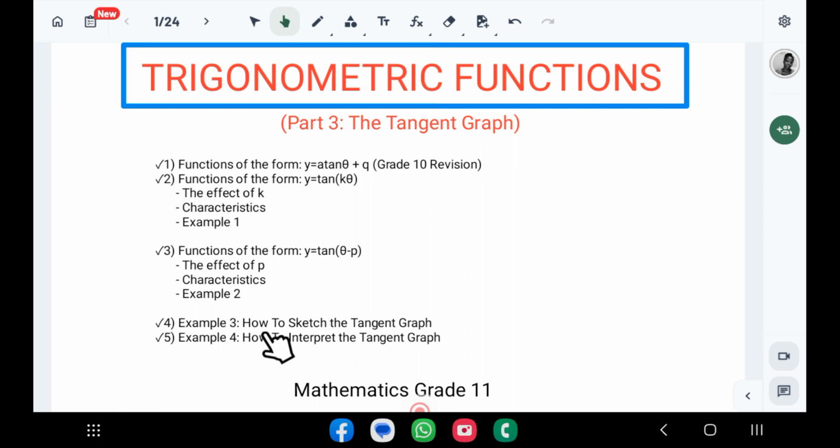Number 4, we're going to look at example 3, which basically will show you how to sketch the tangent graph of any type or kind. Number 5, which is the last one, we're going to look at example 4, which will illustrate how to interpret the tangent graph in case you get a question that requires you to do so. We have a lot to cover, so let's start.